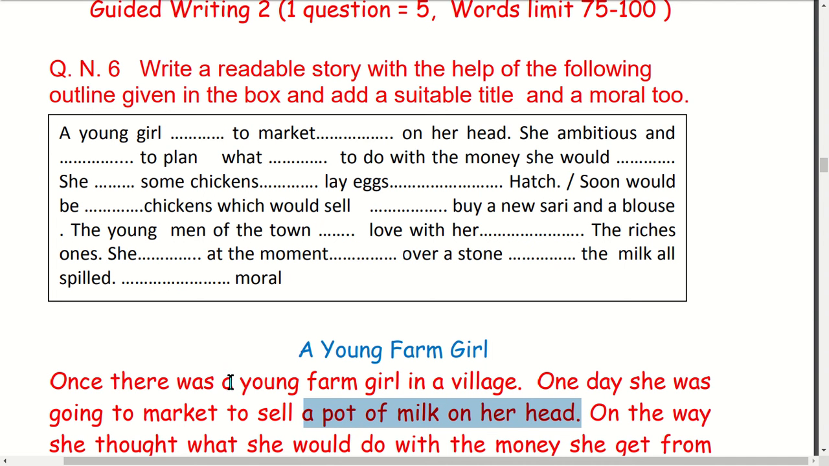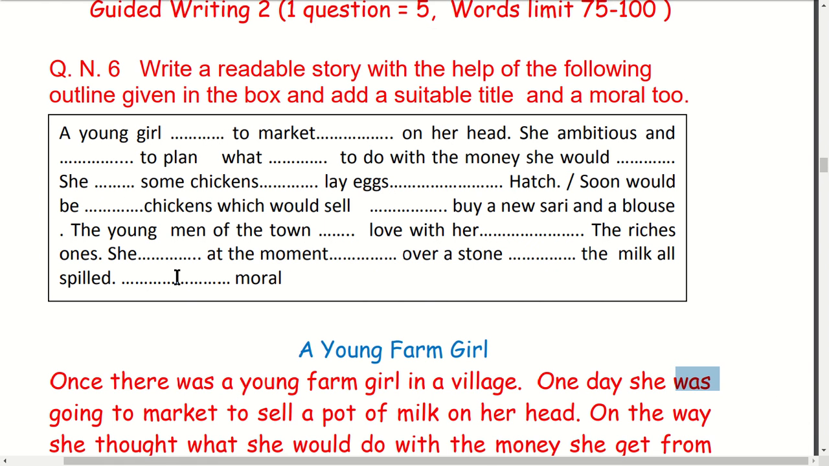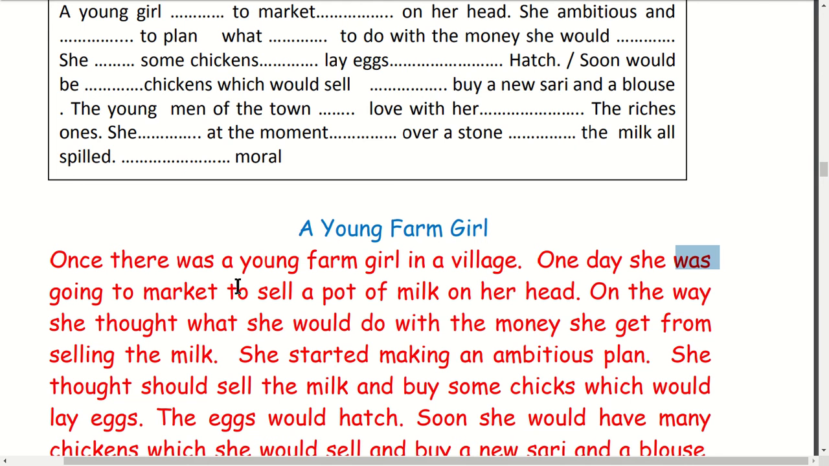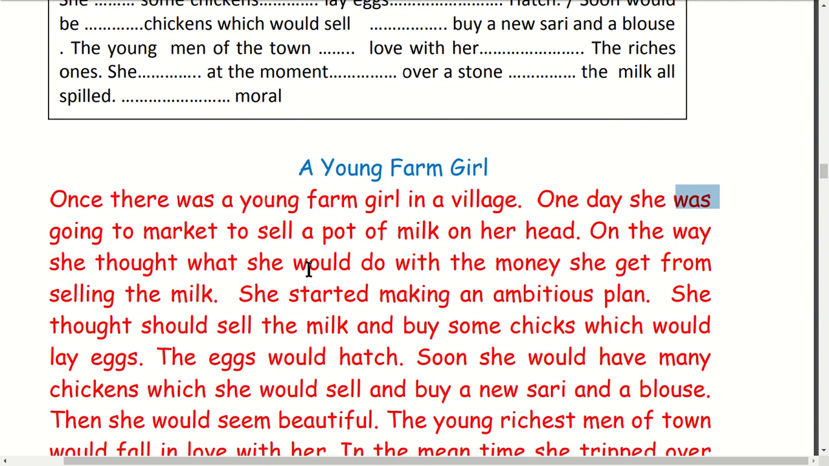Generally, the most important thing is there was a young farm girl. She was here, right, in the past tense. This is the story. If you are writing a story, you have to write it in past tense. Be careful: generally, a story is written in past tense. But if you want to compose a dialogue within the story, then in the dialogue you can use simple present tense too, with inverted commas. Otherwise, generally it is written in the past tense. "थियो, भयो" in Nepali here.